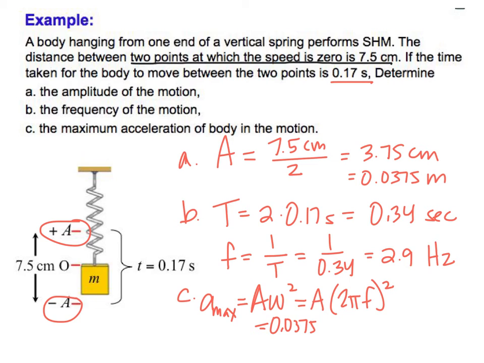0.0375 meters times 2 pi times 2.9 hertz. And again, a hertz is a second to the negative 1. I'm going to put it in like that so we can see the units, so that you can see how this is meters per second squared. It is a linear acceleration.